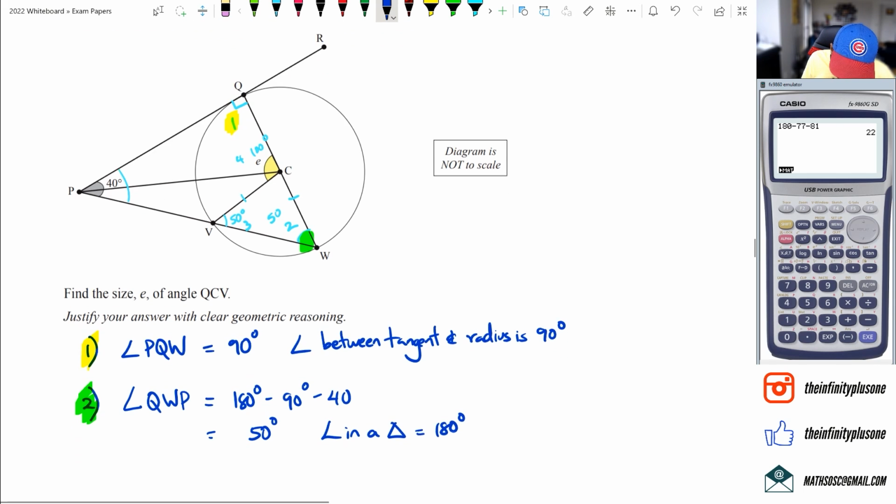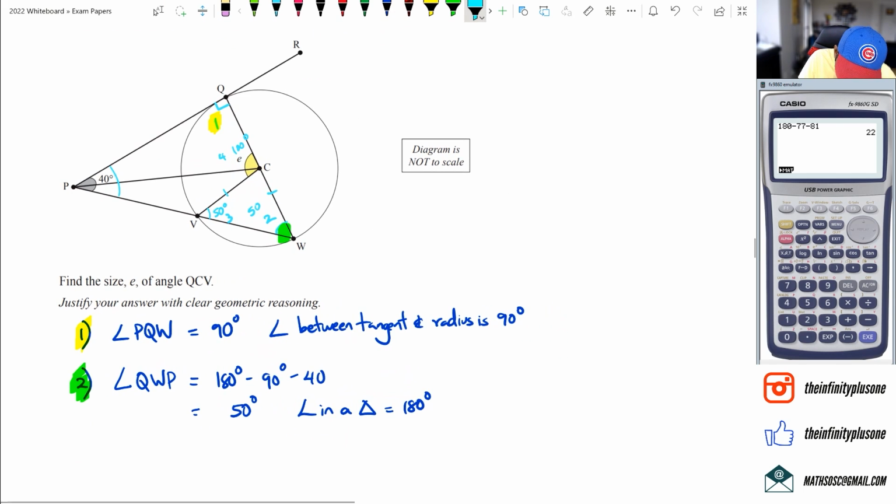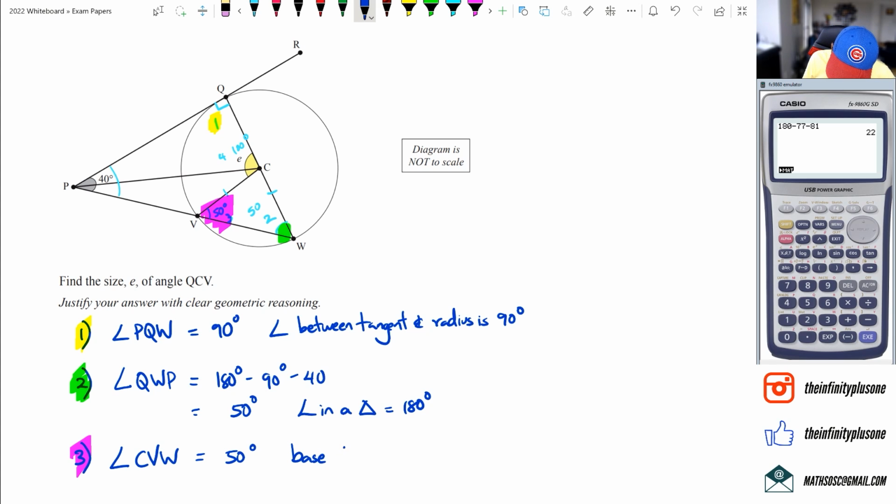That's my second one. My third one is going to be right here. So that's number 3 that I'm trying to work out. So angle number 3 happens to be angle CVW, is also equal to 50 degrees. And that's because base angles of isosceles triangle are equal.